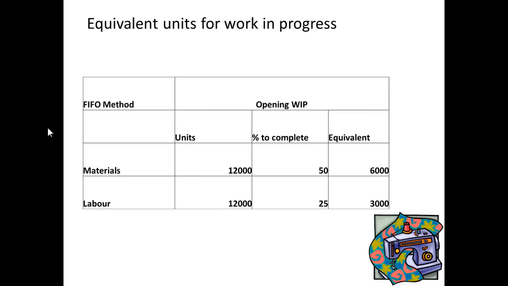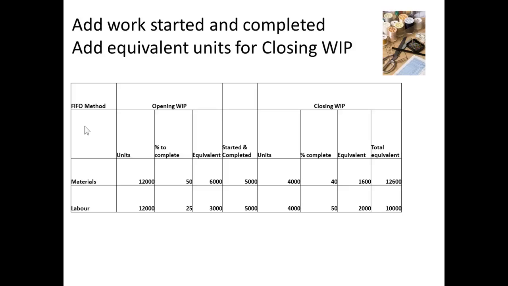So let's look at the equivalent units for work in progress. On the FIFO method, we have 12,000 units, 50% complete, and that gives an equivalent of 6,000 units. This is for opening work in progress for materials. Similar thing for labour, 12,000 units, 25% complete gives 3,000 equivalent units. Add the work started and completed and add the equivalent units. So started and completed was 5,000 for materials, 5,000 for labour. And so at the closing I've got 4,000 units, which are 40%.